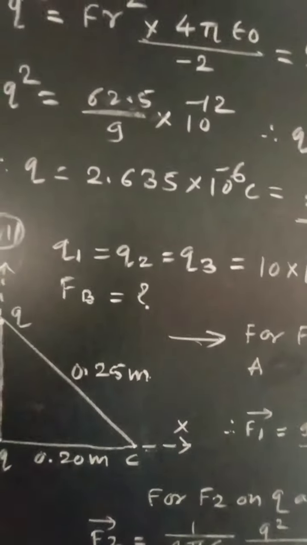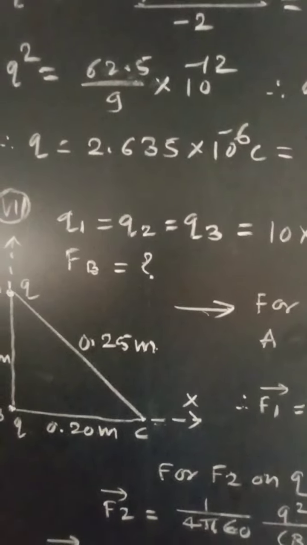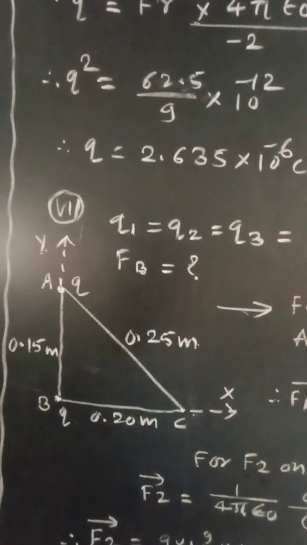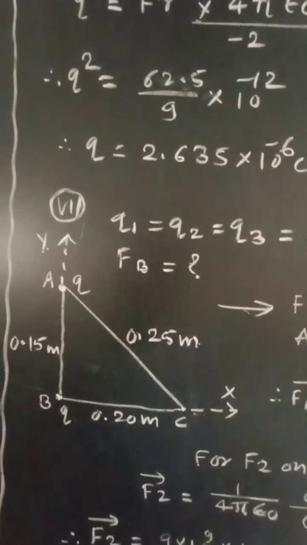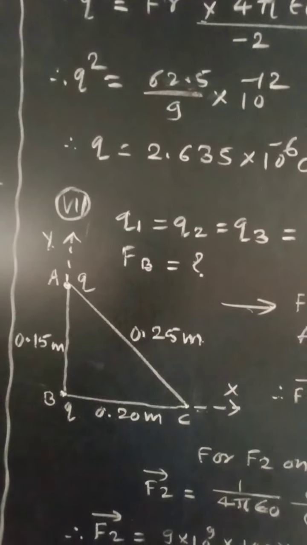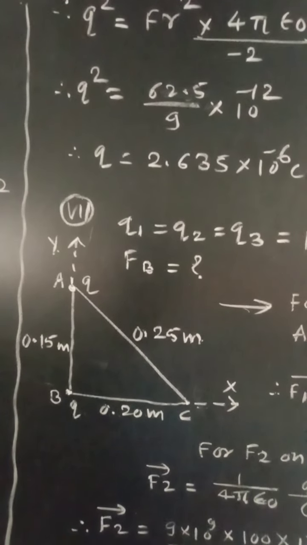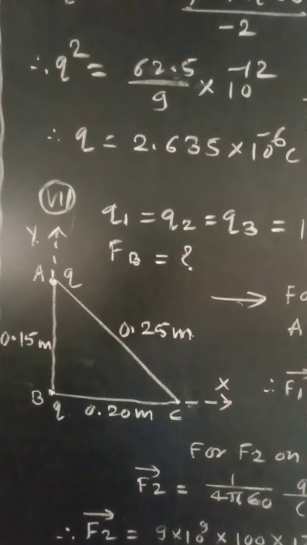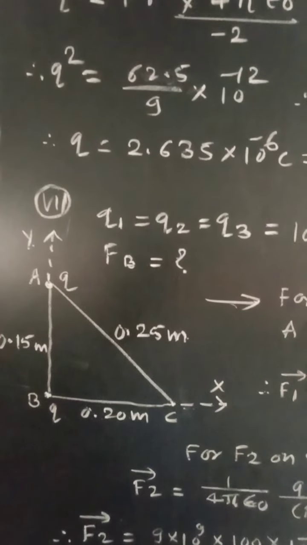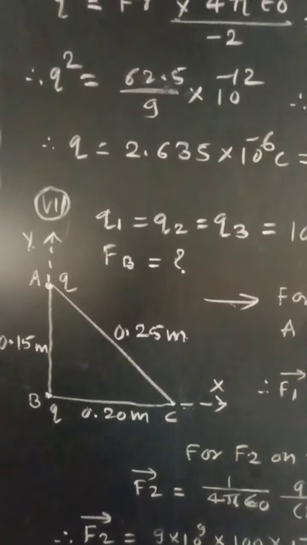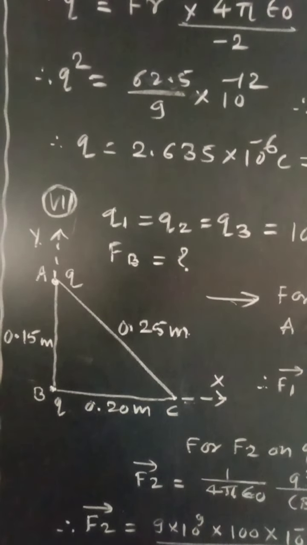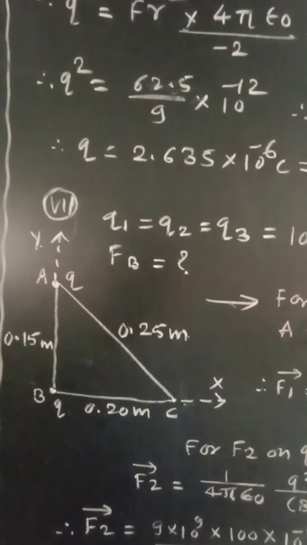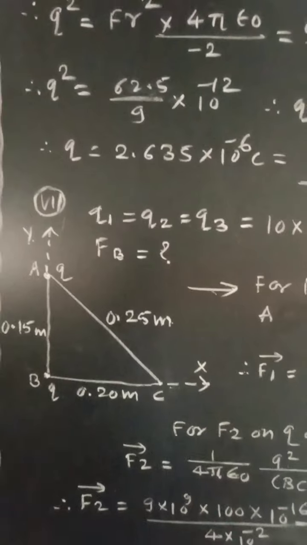Now let us go for the next numerical, that is numerical number 7 from the exercise, which is given as: 3 equal charges of 10 into 10 raised to minus 8 coulomb respectively, each located at the corners of a right angled triangle whose sides are 15 centimeter, 20 centimeter and 25 centimeter respectively. Find the force exerted on the charge located at 90-degree angle.